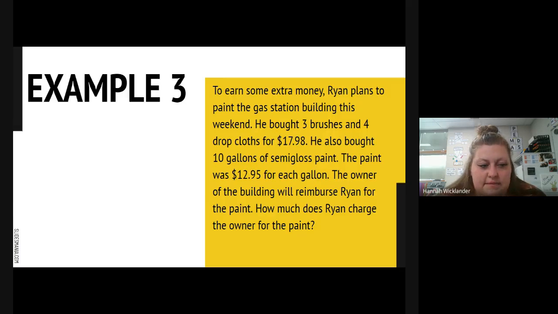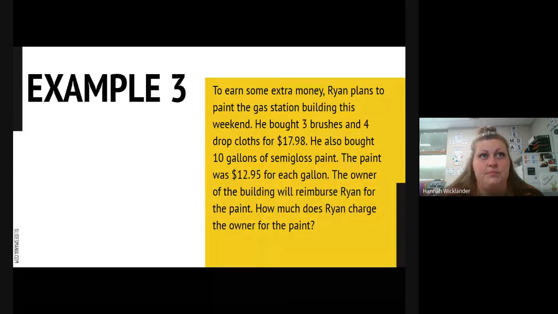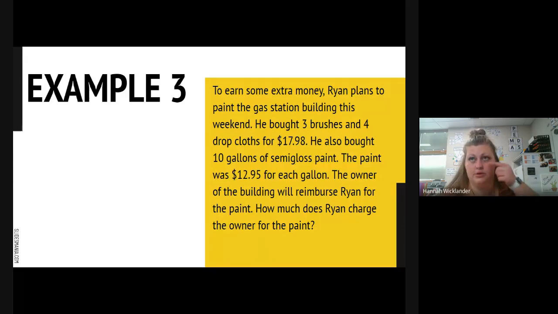So this question is asking how much does Ryan charge the owner for the paint? So we need to find out the cost of the paint and then how much paint he bought. So in the chat, tell me those two things, the cost of paint and how much he bought.